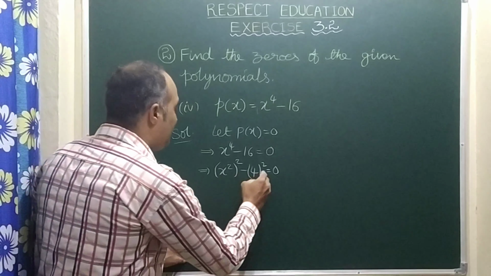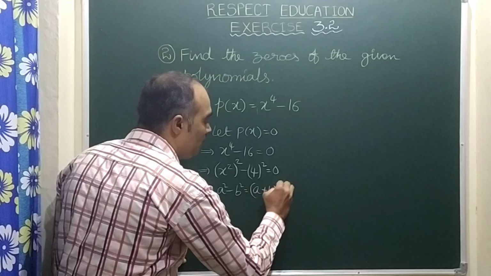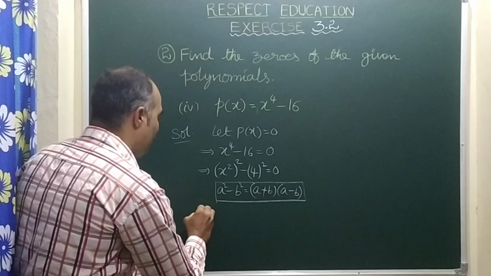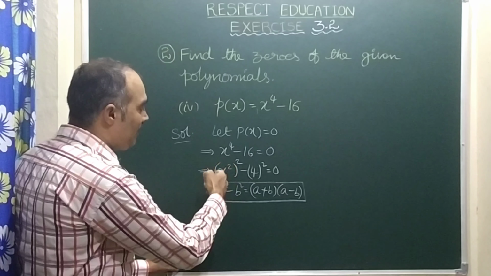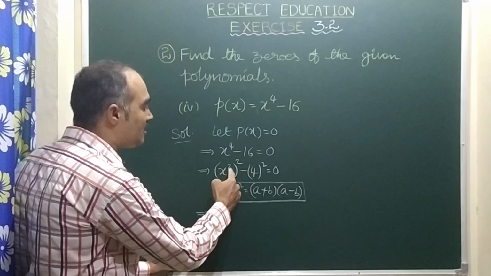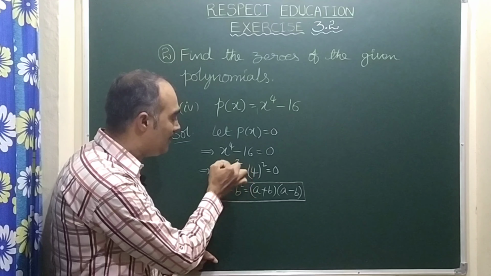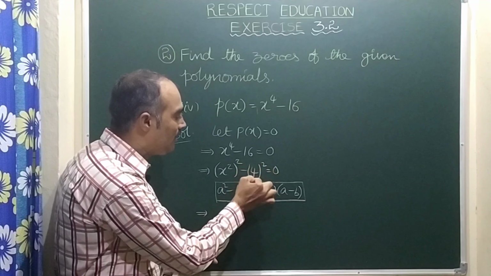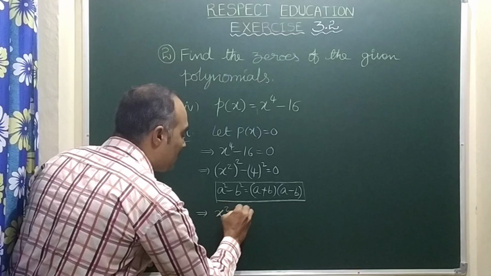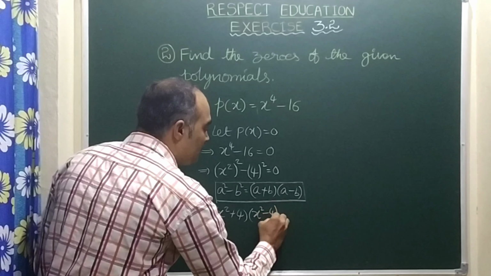Right? So it is in the form of a square minus b square, whose formula is a plus b into a minus b. By using this formula, you just compare x square with a. So a is x square, then only a square means x square whole square. See here, inside this bracket, that full you take as a. So a equal to x square. Same way b equal to 4. Right? Now here you write a plus b, means x square plus 4, a plus b into a minus b, x square minus 4 equal to 0.